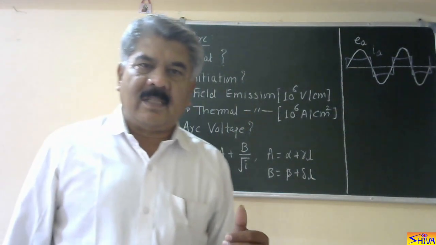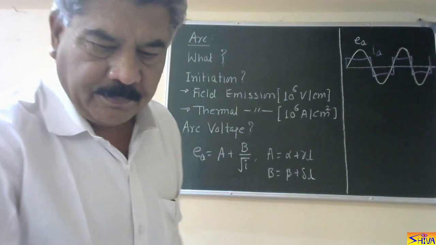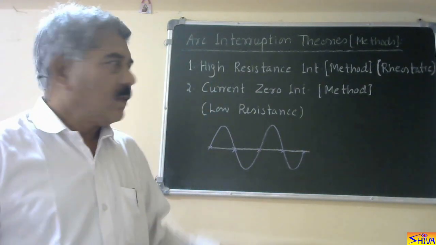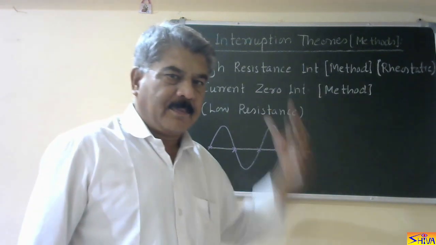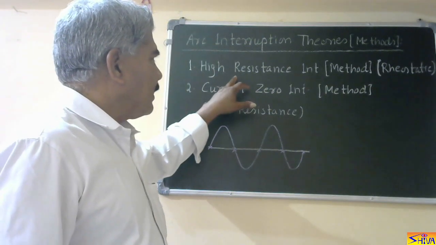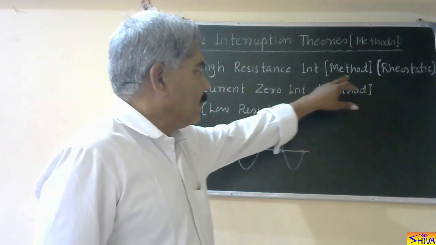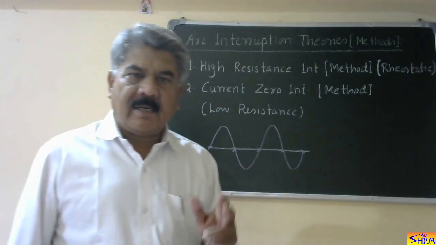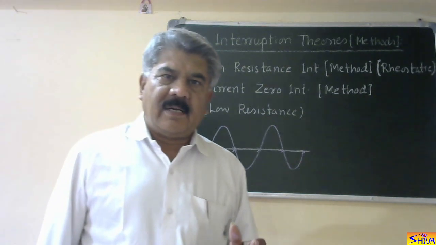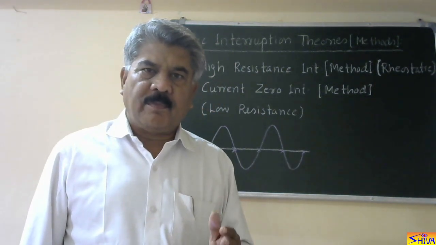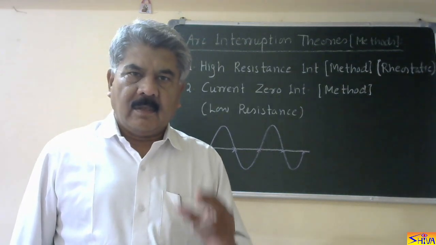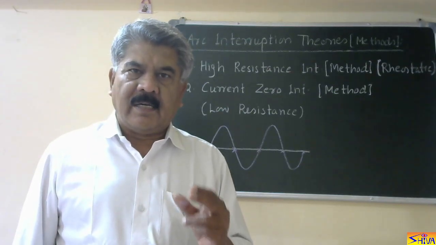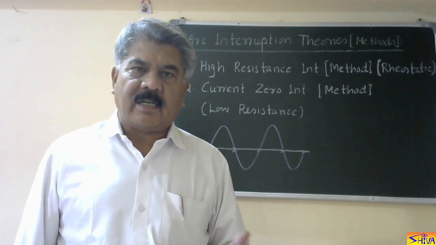Now let us see what are the theories for arc interruption. Let us see what are the different arc interruption methods. First is called high resistance interruption, that is also called reverse-static interruption. In this method, the arc is controlled in such a way that current becomes sufficiently low and it is not able to maintain the arc. Hence the arc interruption takes place.